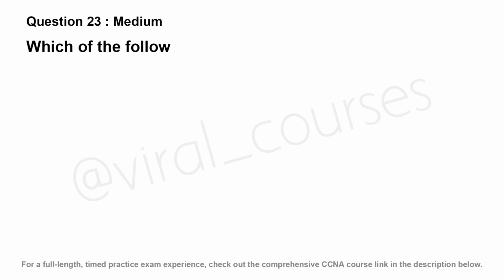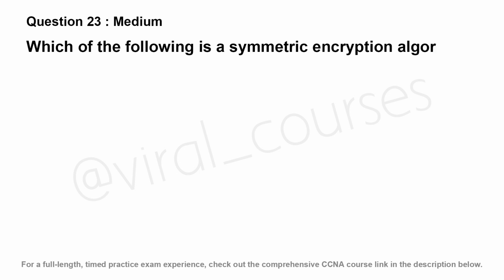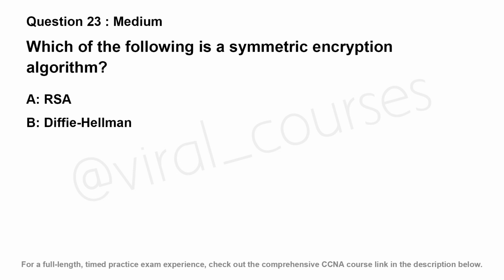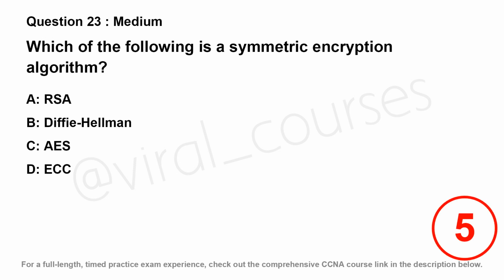Which of the following is a symmetric encryption algorithm? Option A, RSA. Option B, Diffie-Hellman. Option C, AES. Option D, ECC.